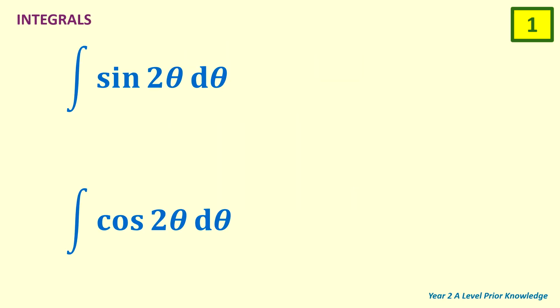So to start off with, we're looking at the integrals of sine 2 theta and cos 2 theta. Now you should already be aware that if you differentiate sine you get cos, differentiate cos you get negative sine, differentiate negative sine you get negative cos, and then back to sine. So this circle here is showing you how you differentiate and go around in the cycle. Okay, and if you want to integrate, then you can go anti-clockwise instead. So the integral of sine is negative cos.